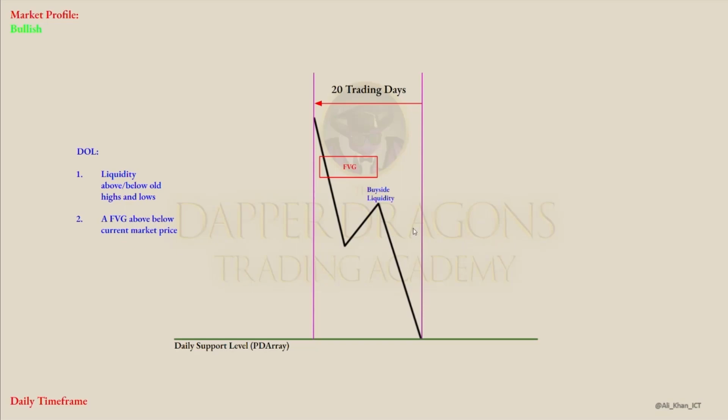Now, if they're both sitting above 50% of the dealing range, then this for me is going to be the highest likely draw on liquidity.